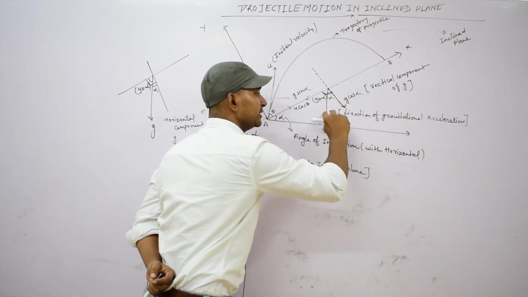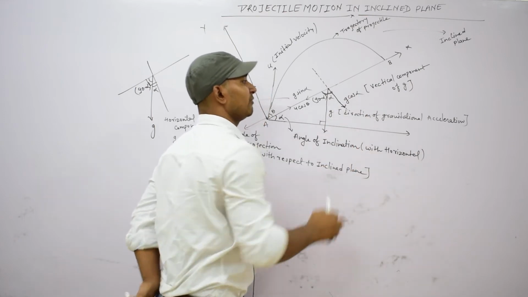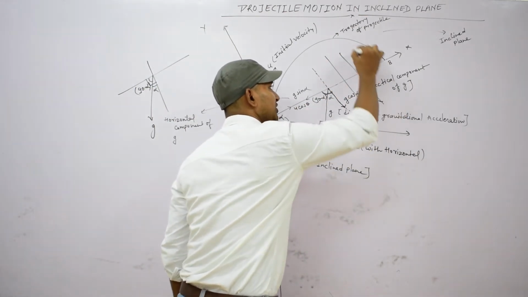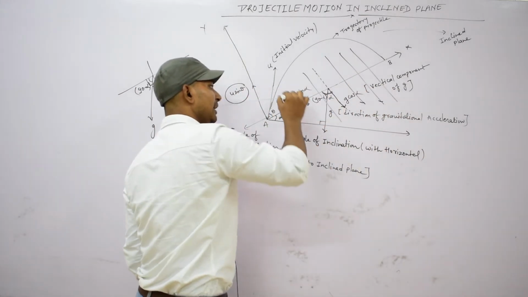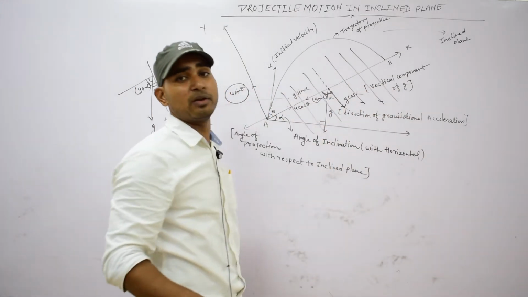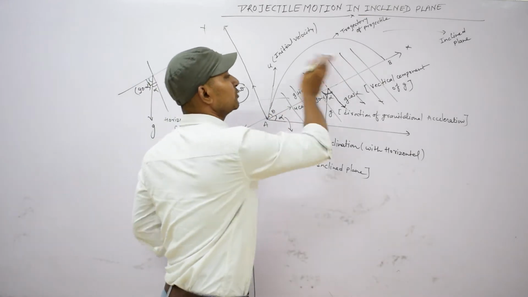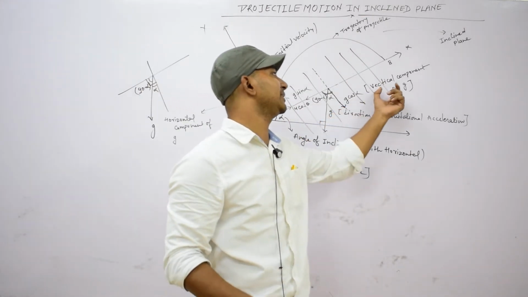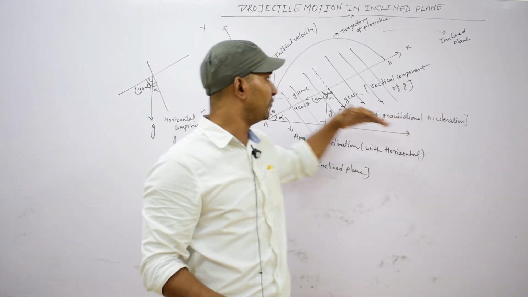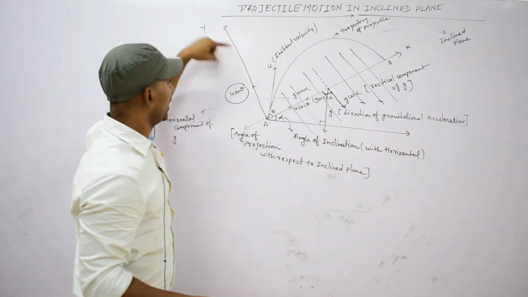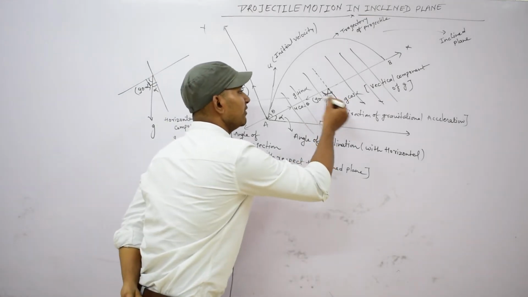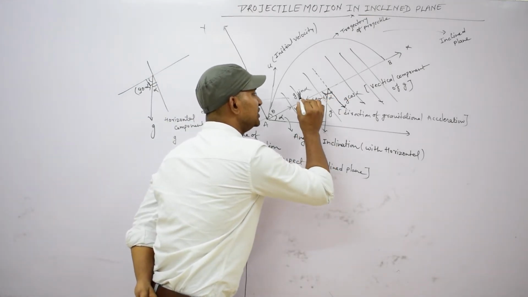That's why this component will be g cos alpha, which is acting in this particular direction. Okay, so g cos alpha will act in the perpendicular direction with respect to this particular inclined plane. That's why I have written g cos alpha, that is the vertical component of g, which is acting downward in the y axis. Okay.